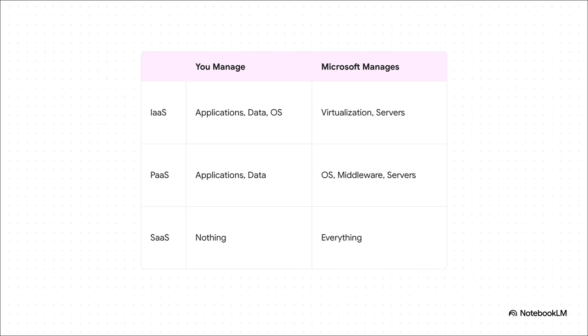With infrastructure as a service, or IaaS, you manage everything from the operating system on up. But with platform as a service, or PaaS, you let Microsoft manage the platform, which means you can just focus purely on your application and your data.